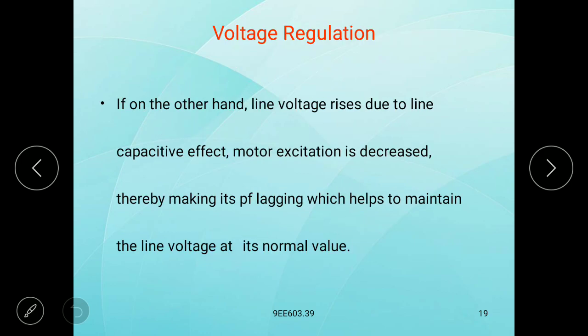If, on the other hand, the line voltage rises due to line capacitive effect, motor excitation is decreased, thereby making its power factor lagging, which helps to maintain the line voltage at its normal value.